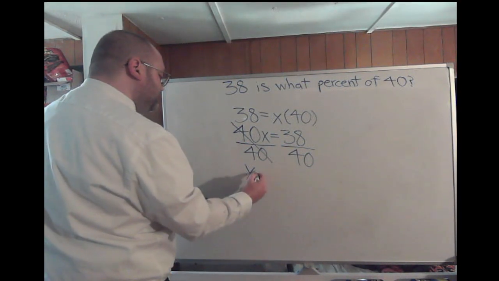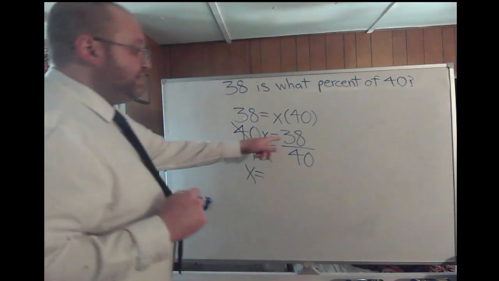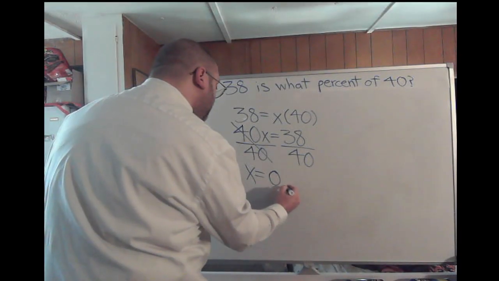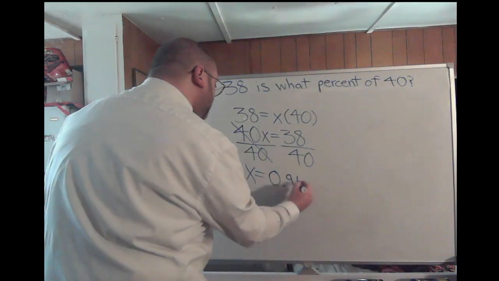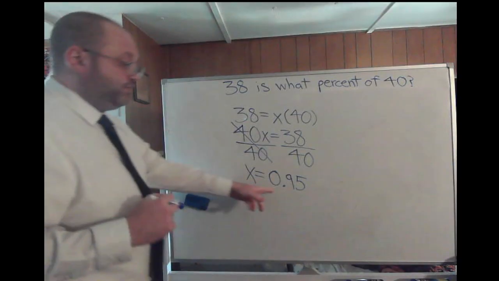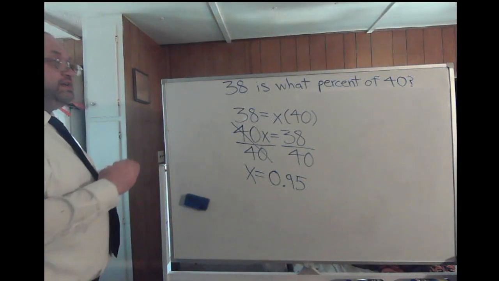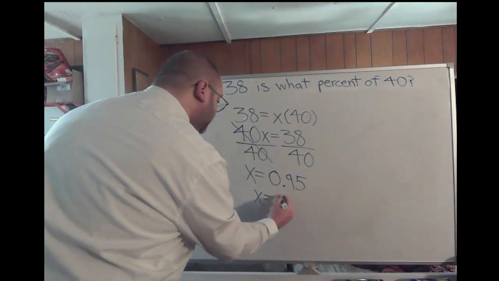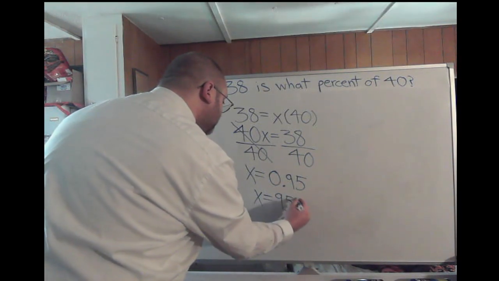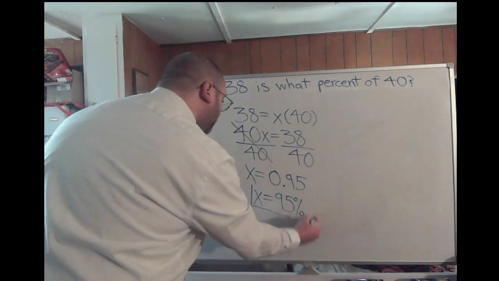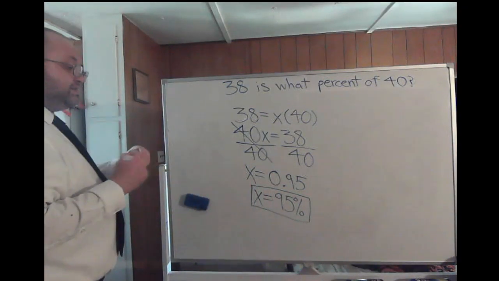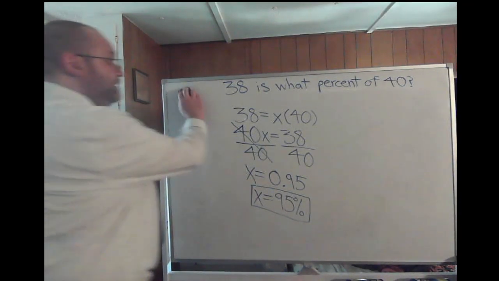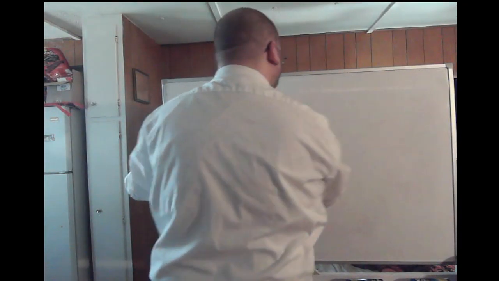You're left with x. That's equal to, what's 38 divided by 40? I can tell you right now that's 0.95. Well, we got the decimal form of x. We want to get it as a percent. All you got to do to get the percent is move it 2 decimal places to the right. The answer you should get is 95%. So therefore, 38 is 95% of 40. That's what you would get.